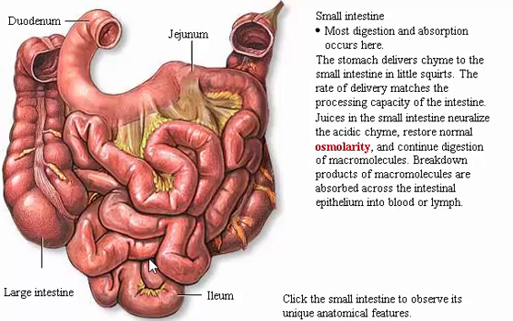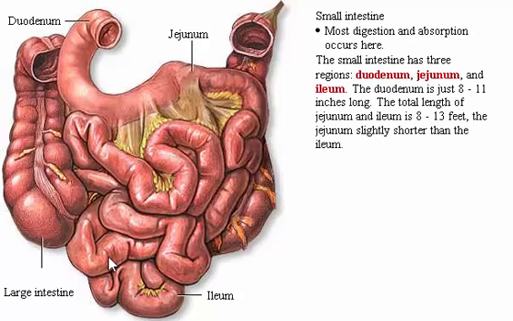Click the small intestine to observe its unique anatomical features. The small intestine has three regions: duodenum, jejunum, and ileum. The duodenum is just 8 to 11 inches long. The total length of jejunum and ileum is 8 to 13 feet, the jejunum slightly shorter than the ileum.